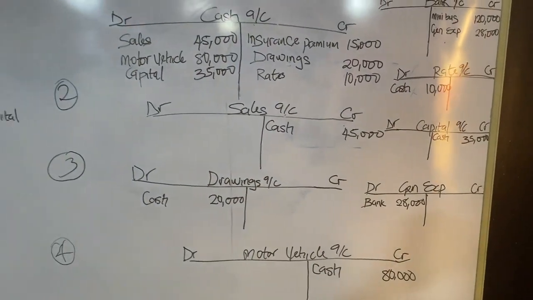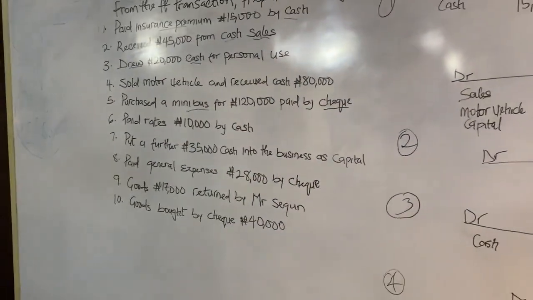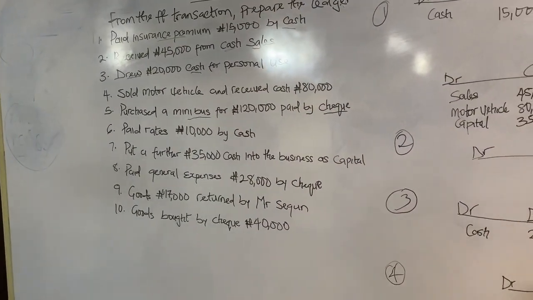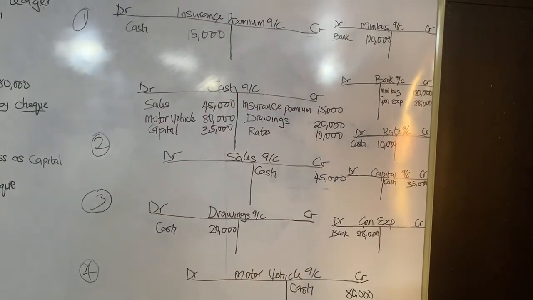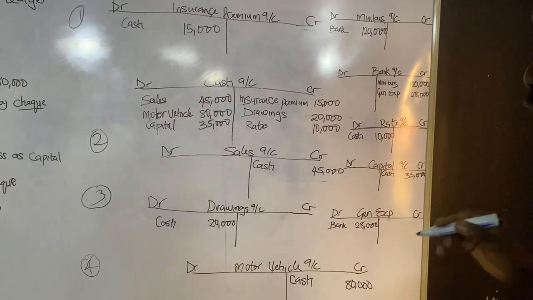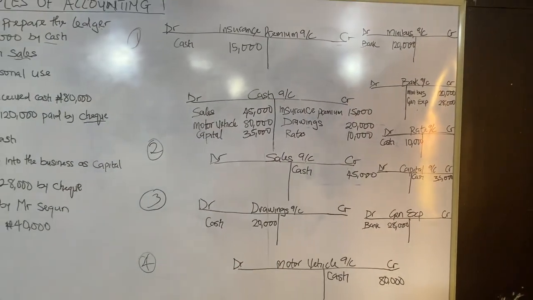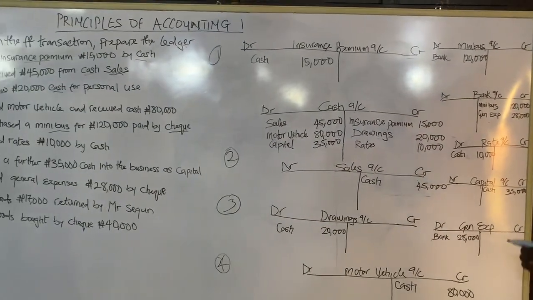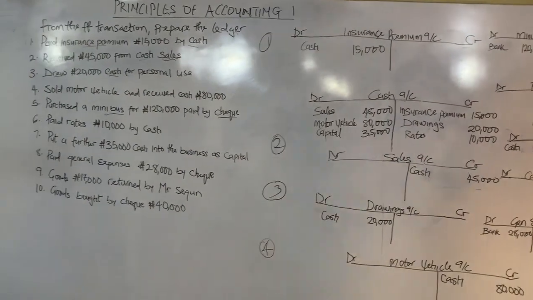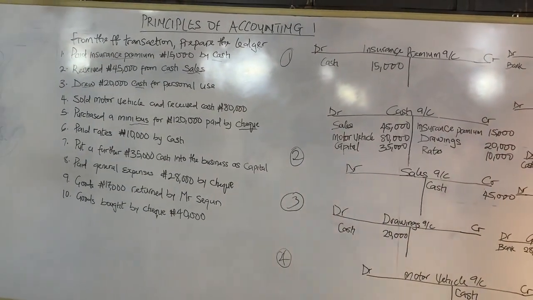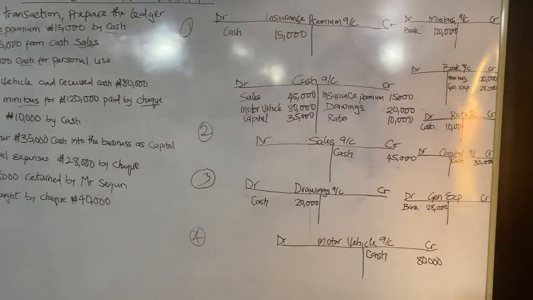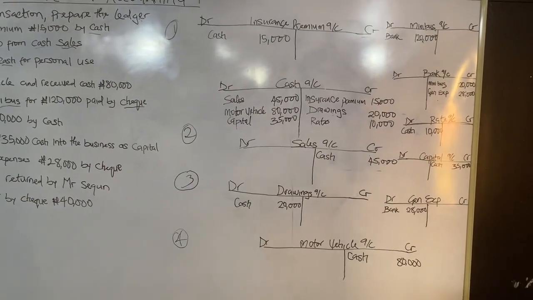Number 9, goods 17,000 naira returned by Mr. Shegun. This is telling you that when you sold goods to Mr. Shegun, you discovered that some of the goods are faulty, or not good, or not what he ordered. He had to return it. So that's why we see goods returned by Segun.